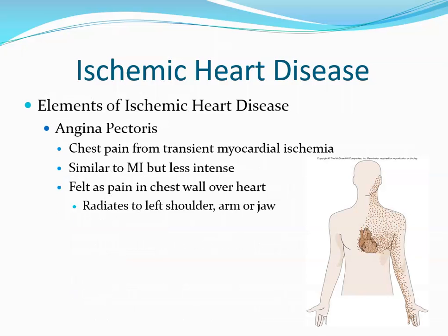The elements of ischemic heart disease. Angina pectoris. This is chest pain that results from transient myocardial ischemia. It is similar to a myocardial infarction, but less intense. It is felt as pain in the chest wall over the heart and radiating to the left shoulder, arm, or jaw. This can last upwards of several minutes.